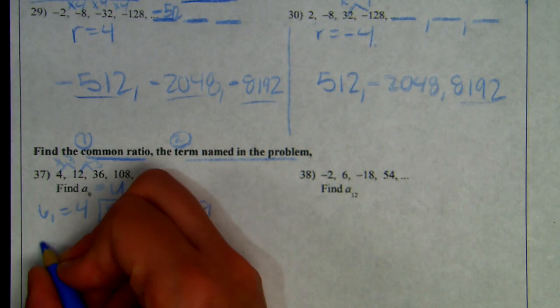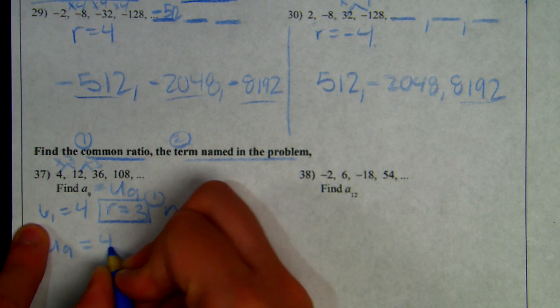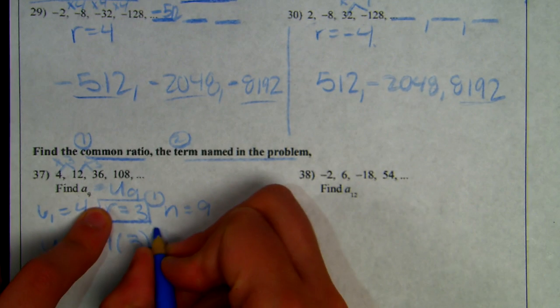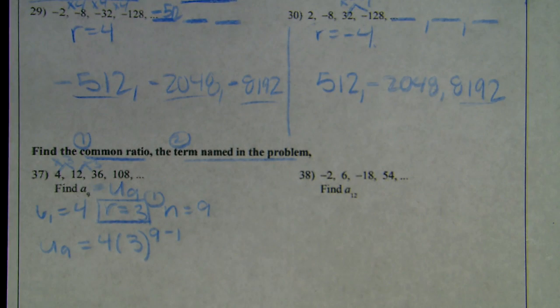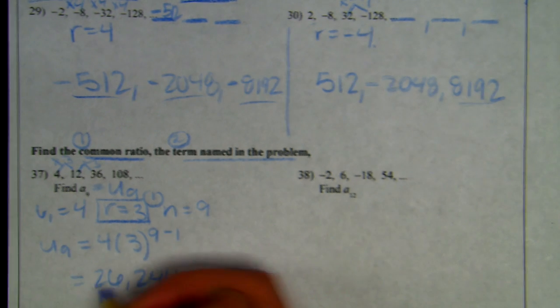So using my formula, I'm looking for the 9th term, which equals the first term times my common ratio to the n minus 1 power. So I'm going to do 4 times 3 to the 8th power. And that gives me an answer of 26,244.